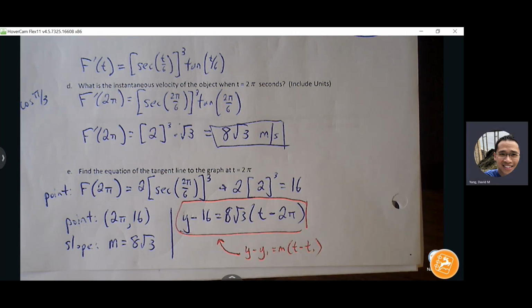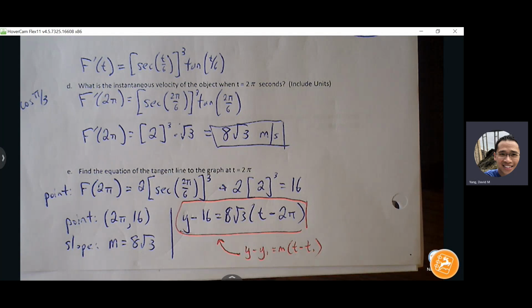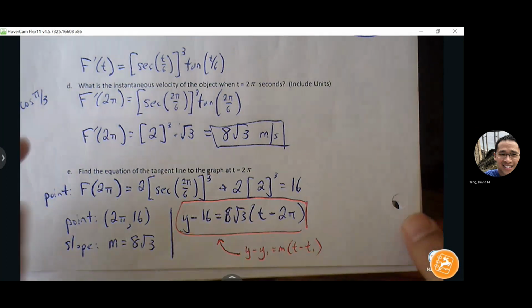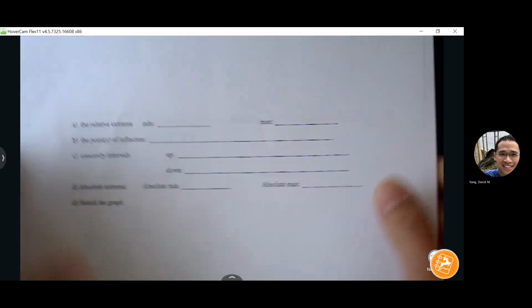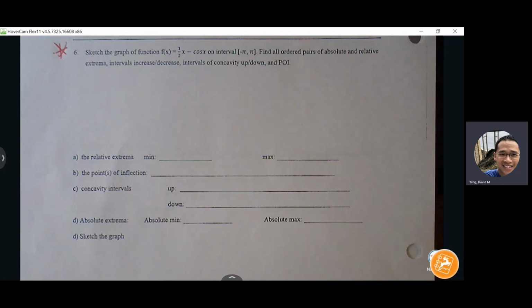All right, I want to walk through the particle motion problem. Any questions here? Sorry, I want to walk through curve sketching and then particle motion. So page 6. I just did this in the help session this morning. This is a really good one for us to be able to get through. So I want to walk through the problem that I did during the help session.